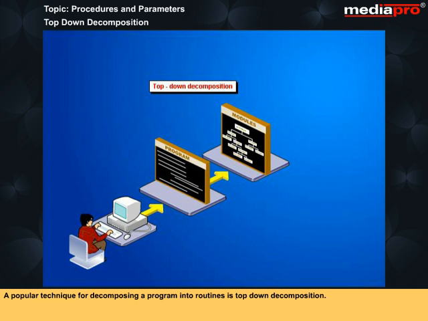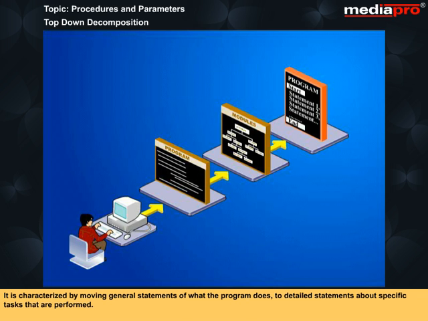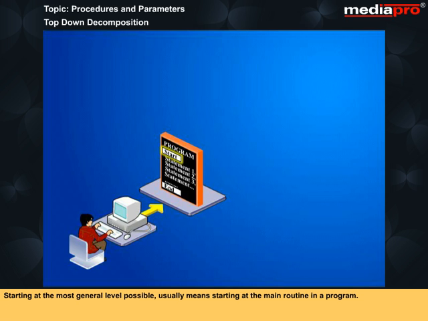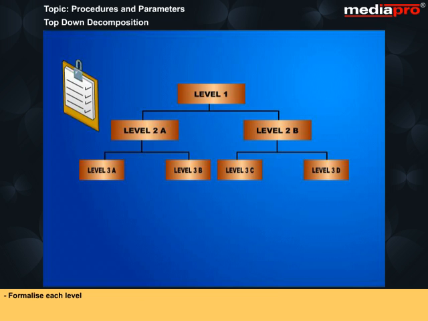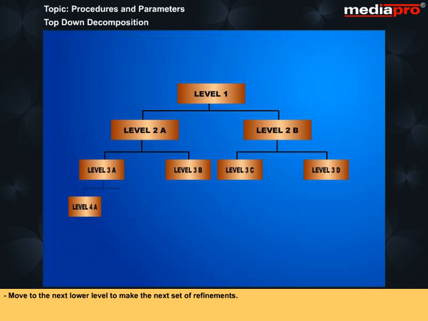A popular technique for decomposing a program into routines is top-down decomposition. It is characterized by moving from general statements of what the program does to detailed statements about specific tasks that are performed. Starting at the most general level possible usually means starting at the main routine in a program. Here are some things to keep in mind as you do a top-down decomposition. Design top levels first. Formalize each level. Verify each level. Move to the next lower level to make the next set of refinements.